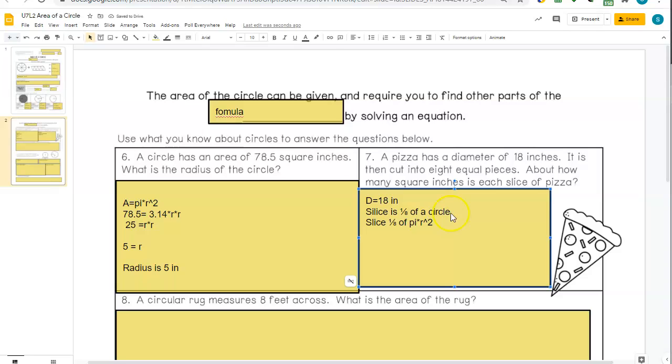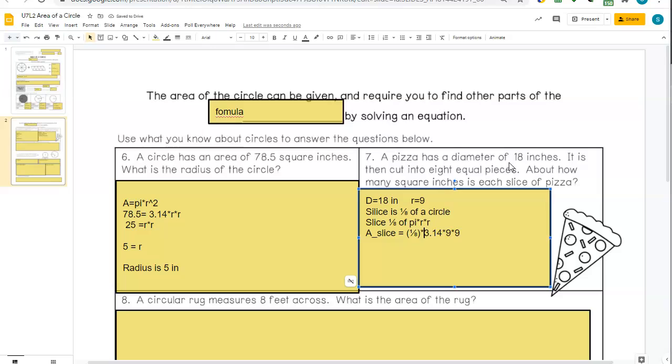Now they told us the diameter. We need to know the radius. And I'm going to change that for r times r just to remind ourselves. So the diameter is 18. That implies that the radius is half that, is 9. So we need 1/8. So the area of a slice equals 1/8 times 3.14 times 9 times 9.